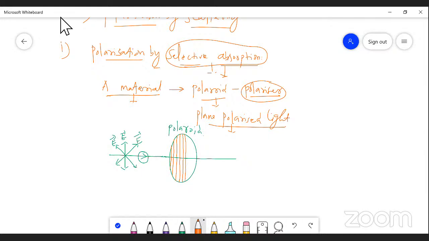Dear students, a Polaroid is a material which is used to produce plane polarized light. The unpolarized light is allowed to pass through the Polaroid, and we observe the light beam that comes out. See the light vibration, only in one particular direction, parallel to the optic axis of the crystal. This is the optic axis, and the light vibrations coming out are parallel to it. All other vibrations in the unpolarized light are restricted by the Polaroid or polarizing sheet.